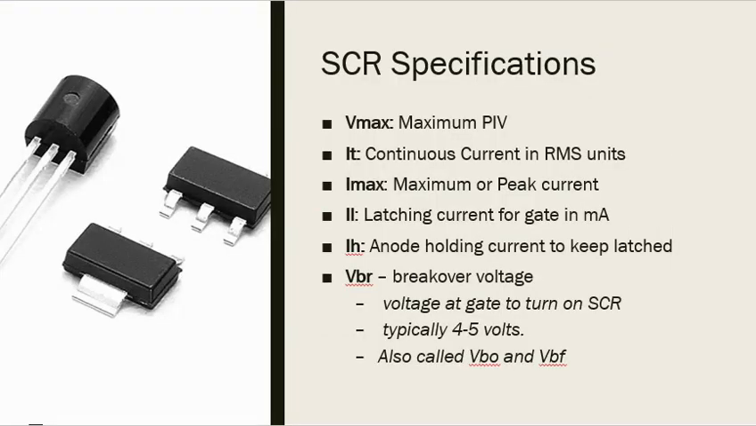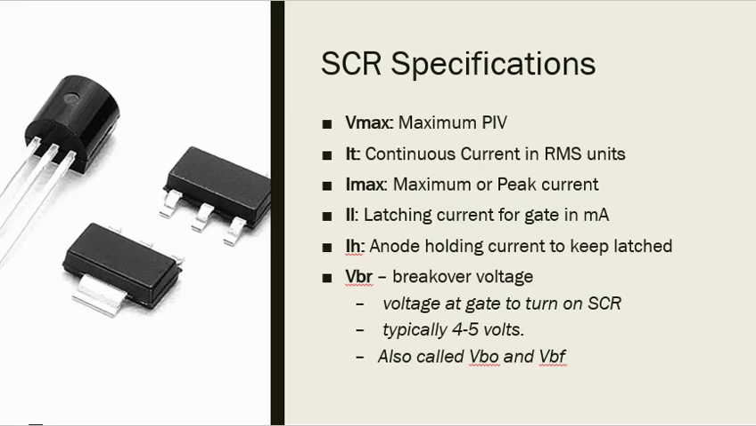SCR specs. Vmax is the maximum peak inverse voltage that we can put across it. I total is the continuous current in RMS units, so that would be continuous operation current. Imax is the maximum or peak current. So you can have a continuous current running and then maybe peak a little bit.